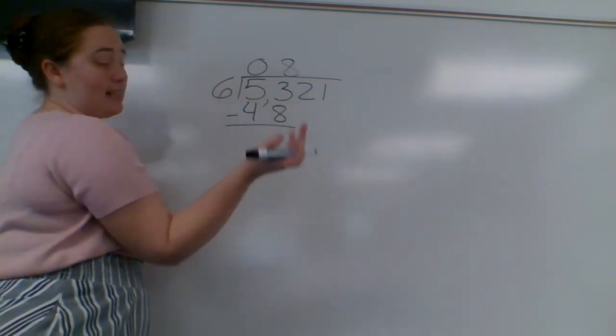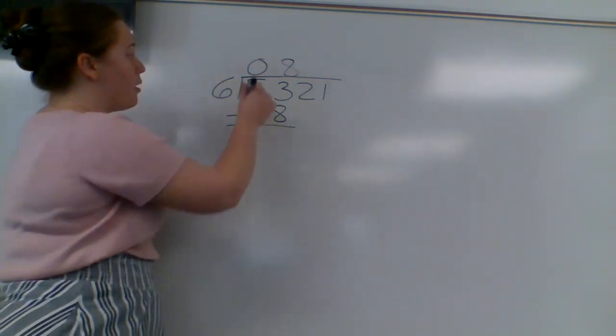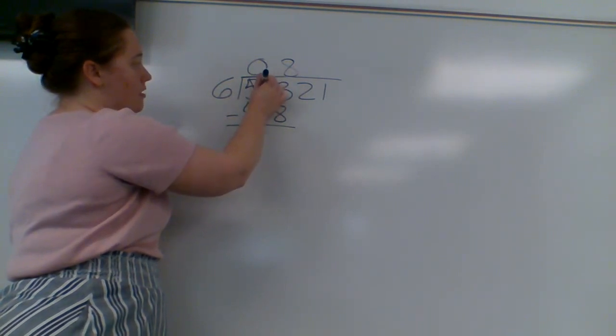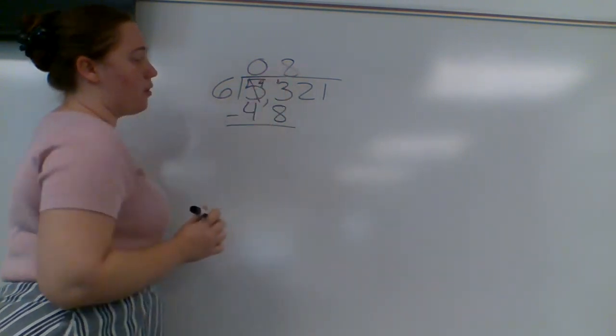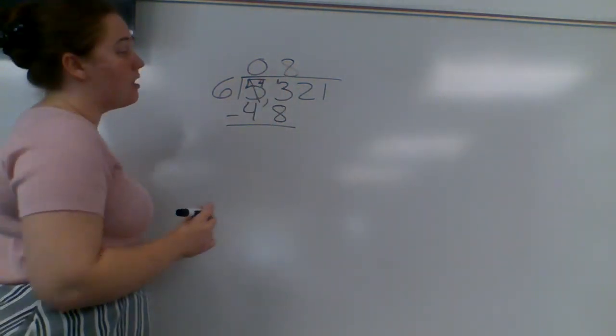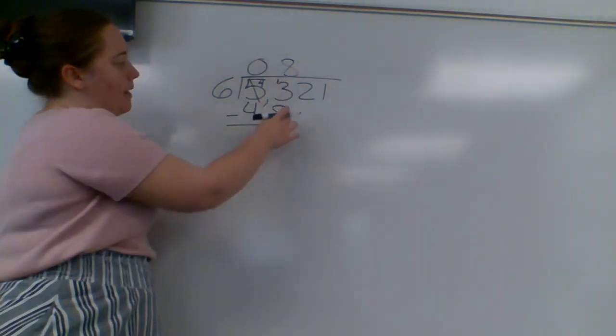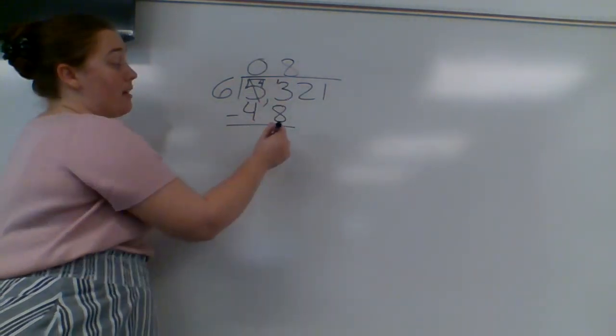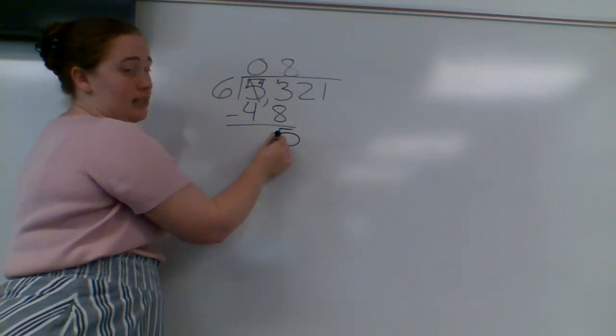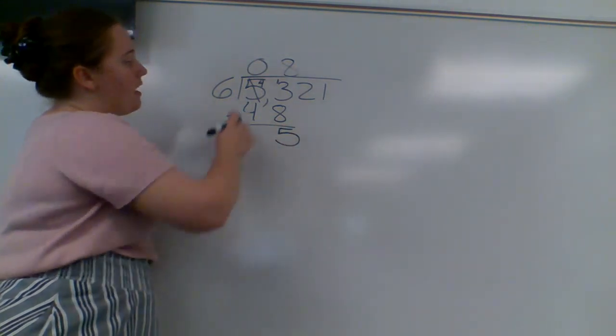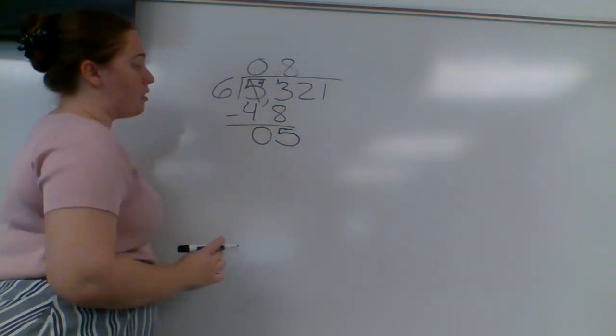And I have 3 minus 8. I can't do 3 minus 8, so let's borrow. 5 is going to become 4. 3 is going to become 13. 13 minus 8 I can do. And 13 minus 8 is 5. And 4 minus 4 is 0.